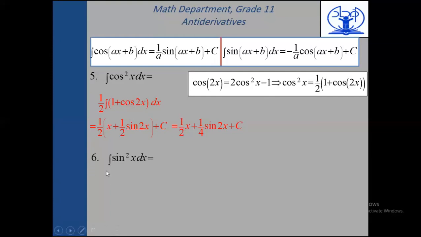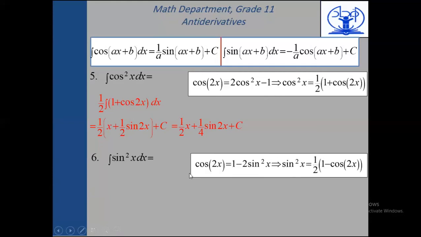What about the integral of sine squared x? Similarly, you know that cosine 2x is 1 minus 2 sine squared x. Consequently, sine squared x is half into 1 minus cosine 2x. These are trigonometric formulas that you must know, and you need to use them in such context.